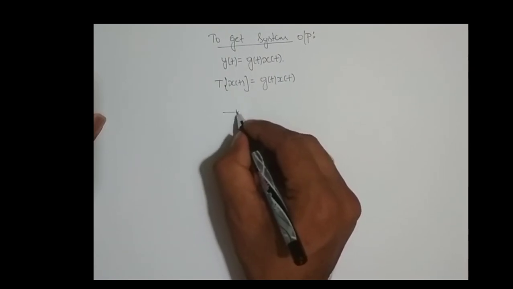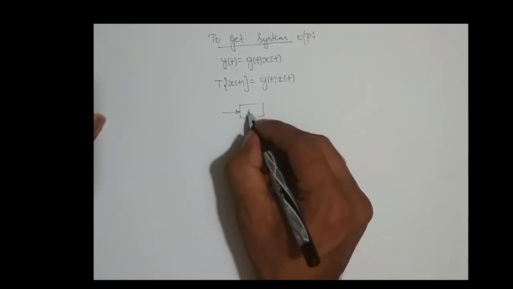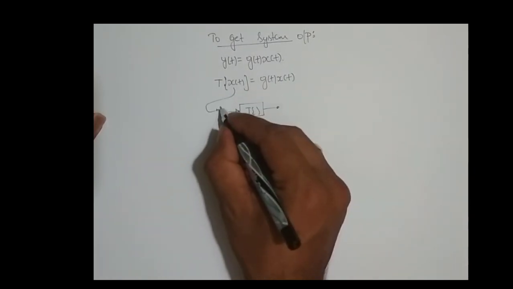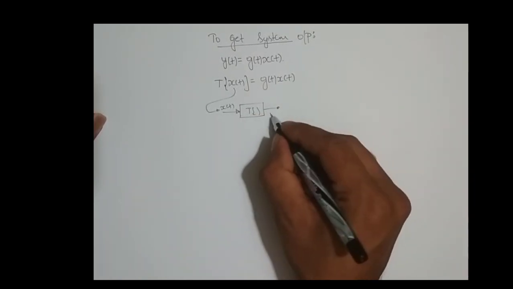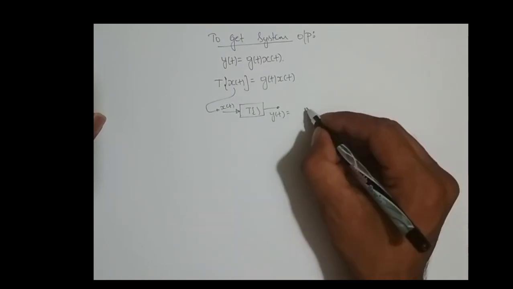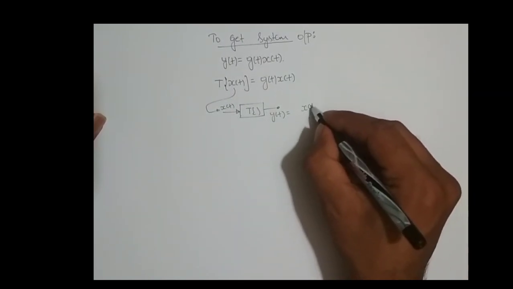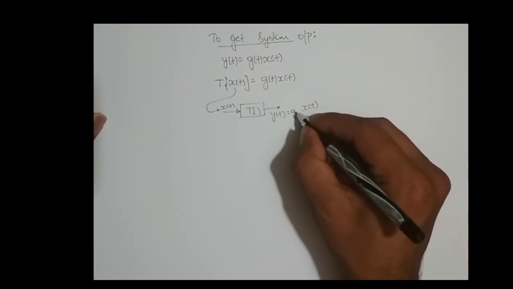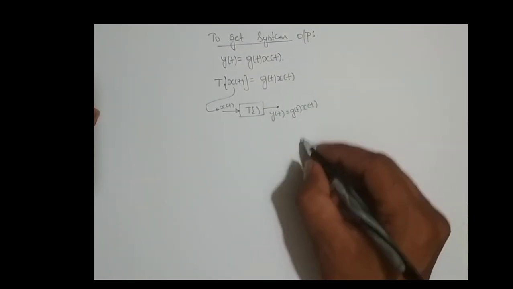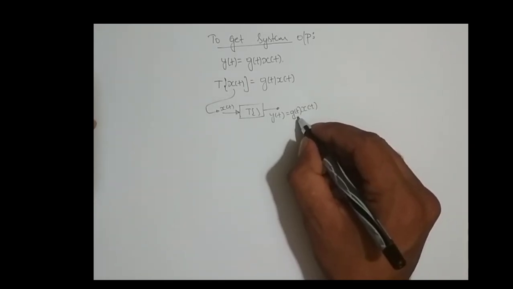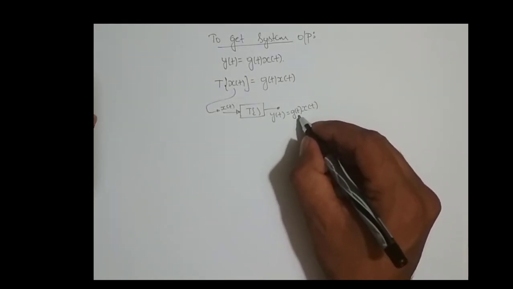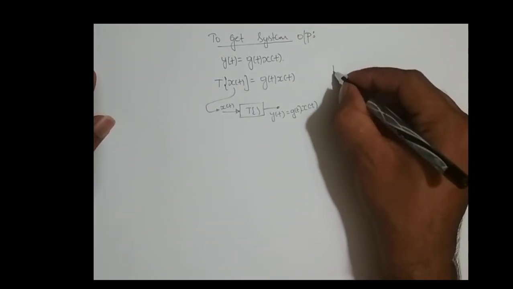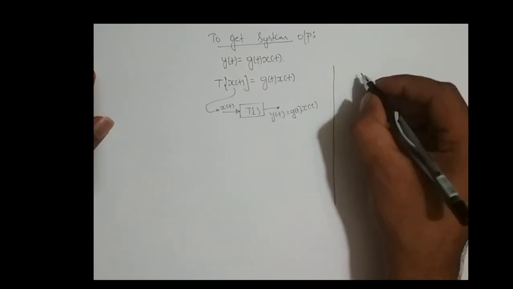So let me put it like this. I have a system T. If I feed this as input, I'm getting output y of t, which is nothing but whatever the signal you feed x of t, for that signal the system is multiplying an arbitrary signal g of t. And what is this g of t? We don't know. It can be anything. Okay, let me convince you graphically.